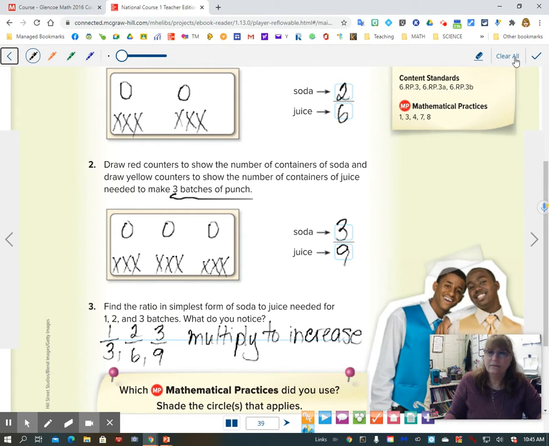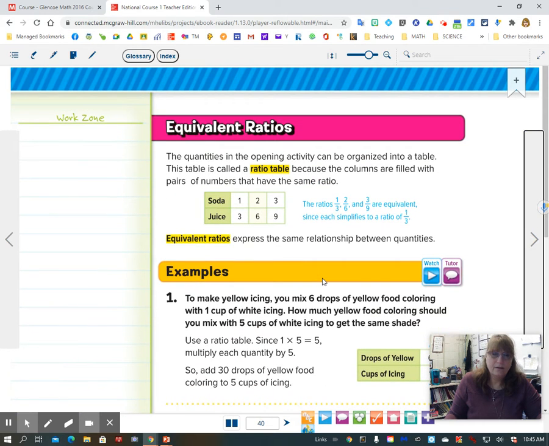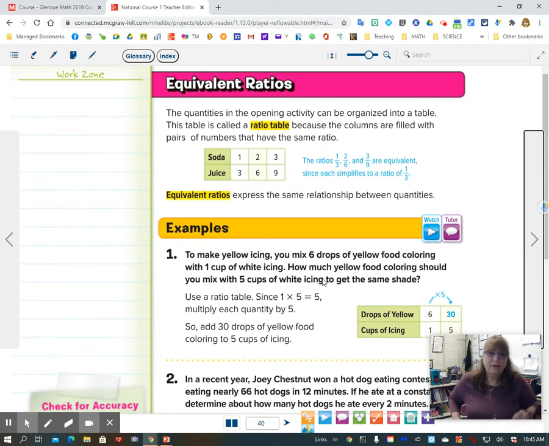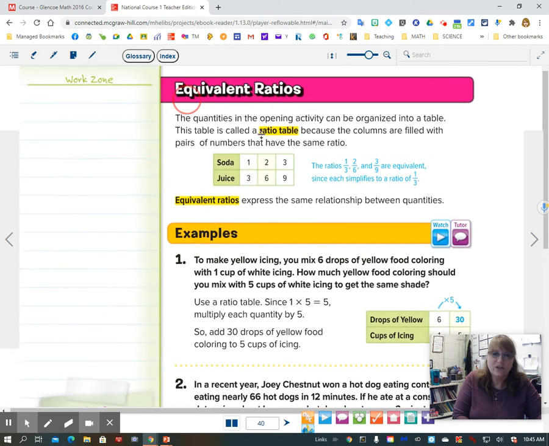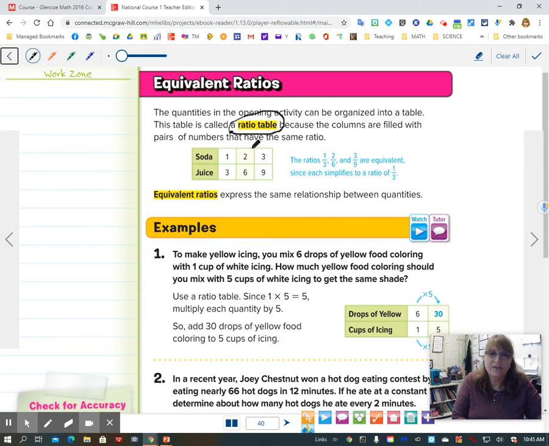All right. Now the next page is page 40, and we are doing equivalent ratios here. The quantities in the opening activity can be organized into a table. This is called a ratio table. Sorry, I did not get my pen back. There we go. A ratio table, because the columns are filled with pairs of numbers that have the same ratio.